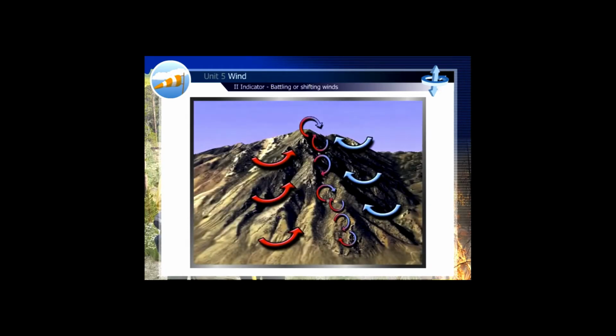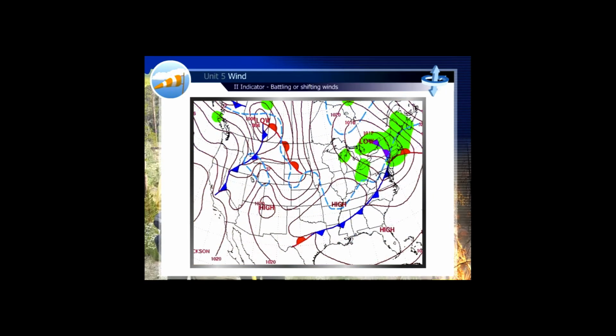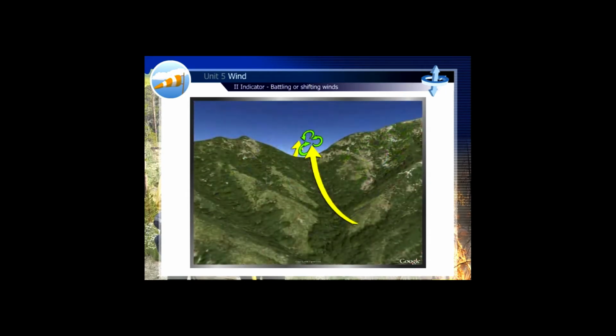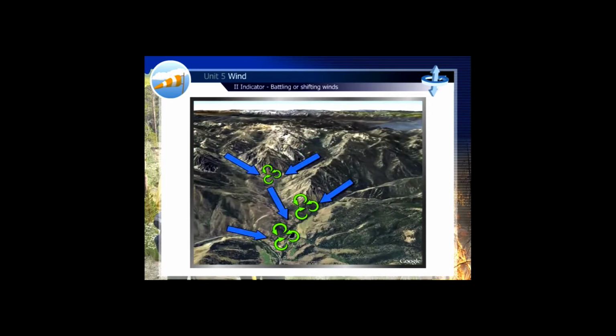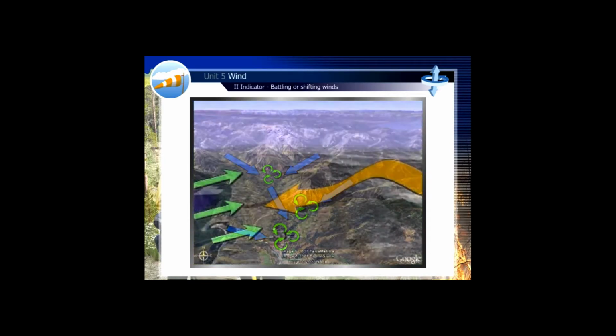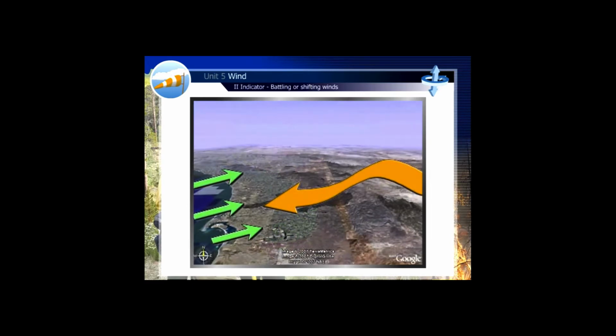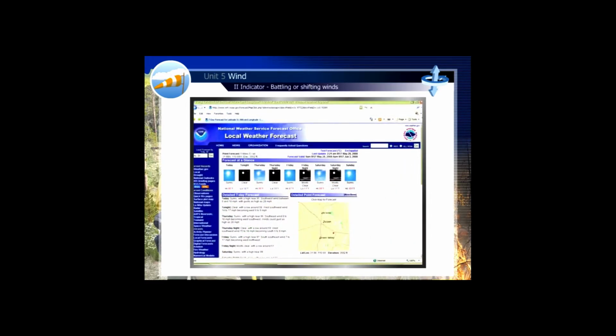Battling or shifting winds are critical weather situations confronting firefighters. These winds can be caused by several conditions, such as a cold front passage, wind blowing through saddles, wind at the confluence of a drainage, and local wind effects. Pay attention to weather forecasts because they can often predict battling or shifting winds.